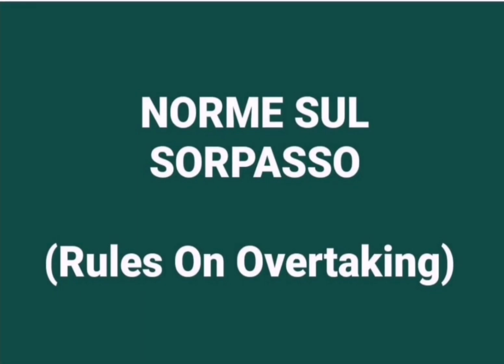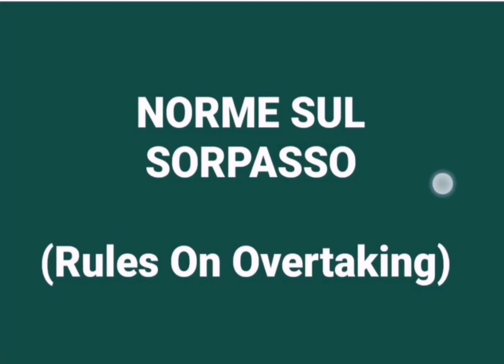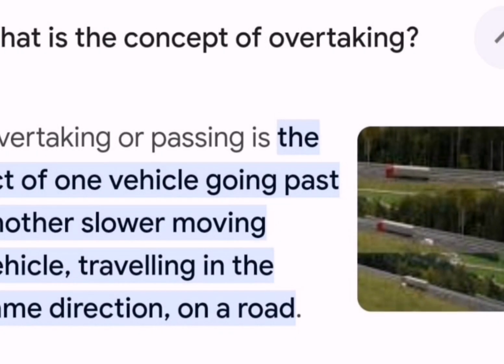Today we are going to look at NORME SUL SORPASSO, rules on overtaking. First, we want to look at what is overtaking. Overtaking is the act of one vehicle going past another slower moving vehicle traveling in the same direction on a road. That is overtaking.